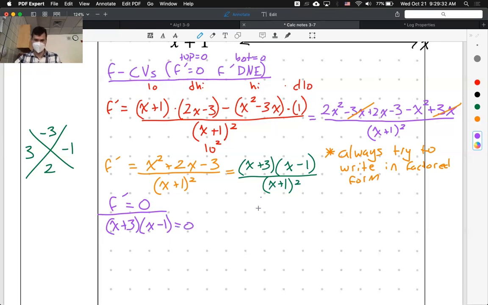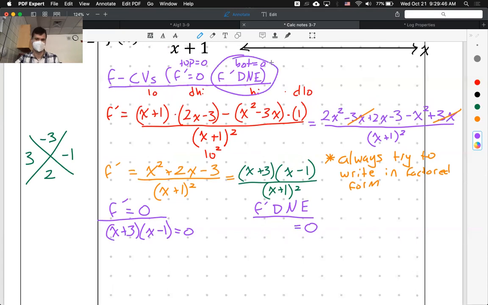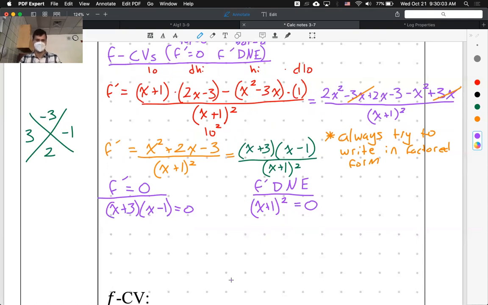And then I'm also doing f prime DNE, which means, Chris, I'm doing what equal to zero? I'm setting what equal to zero? Yep, x plus 1 squared. Precisely. All right, let's go ahead and solve. Fiona, can you solve x plus 3 times x minus 1 equals zero?